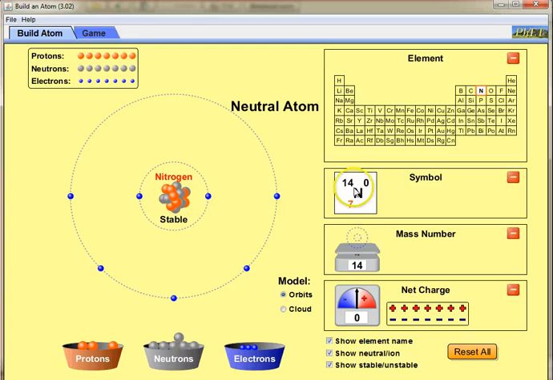Again here you can see that there are 7 protons, 7 neutrons, and therefore the atomic mass is 14. The mass is 14, it's neutral. Alright, next one is oxygen. So you form oxygen and stabilize it. Oxygen 16. Again, you can see that 8 protons, 8 neutrons, and therefore the mass number is 16, and it is a stable atom.